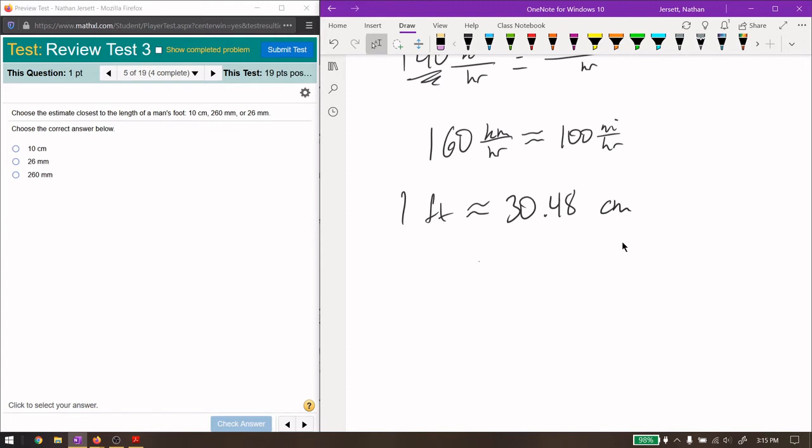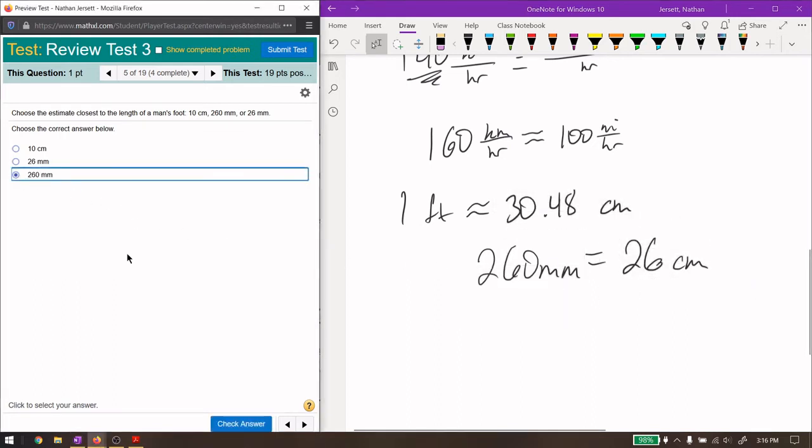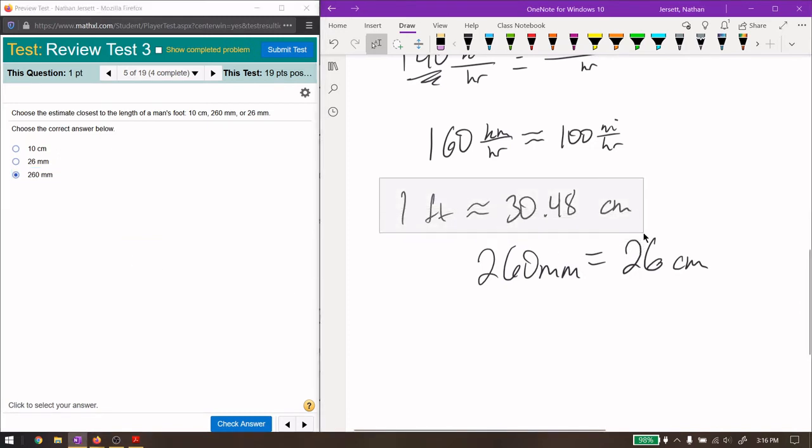And 260 millimeters equals 26 centimeters. 26 millimeters is 2.6 centimeters. 10 centimeters isn't close to that. 26 centimeters is close. So 260 millimeters is the closest measurement to this 1 foot measurement. So that's what we're looking for there.